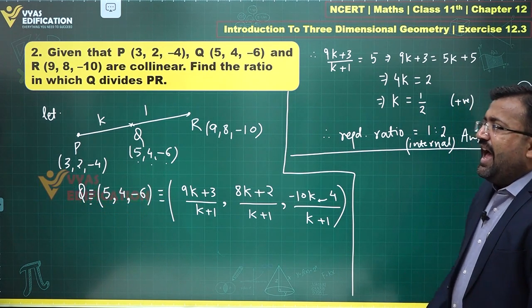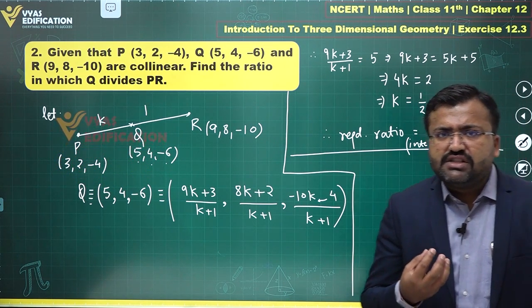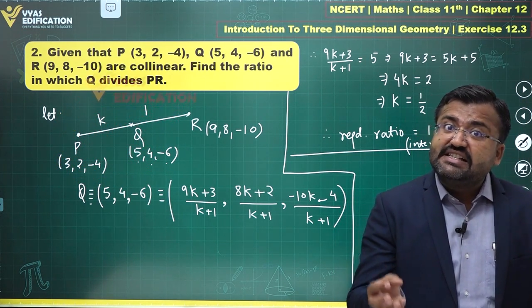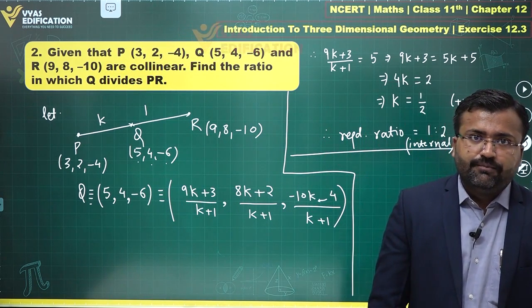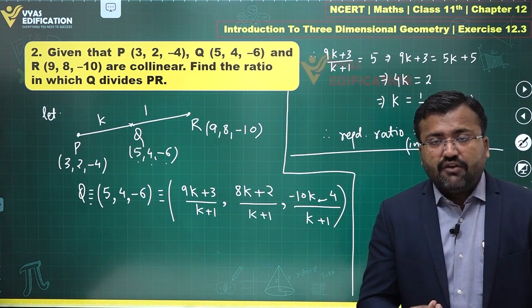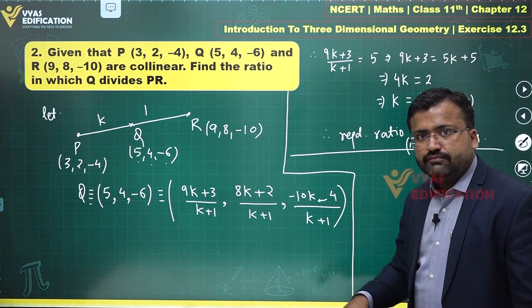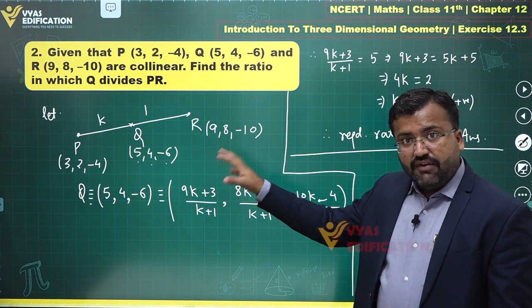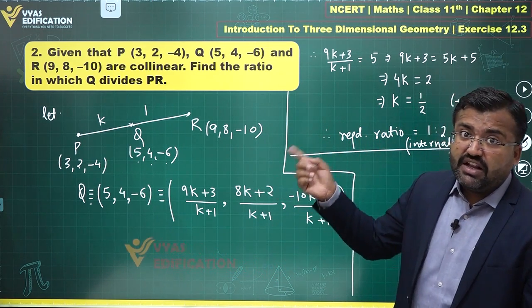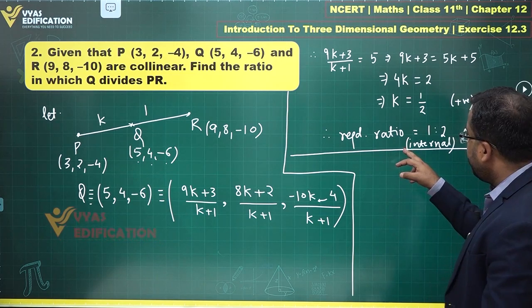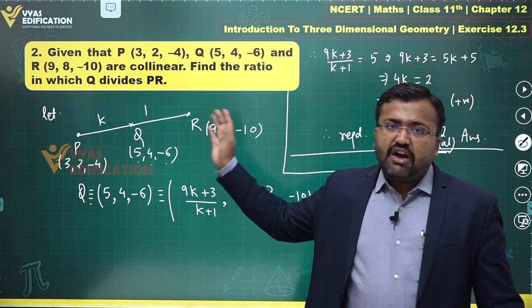Had you obtained minus 1 by 2 over here, that would simply imply that the ratio is 1 is to 2, but it is an external division. That's point Q lies outside PR. That's the simple meaning of that. Since this is a linear equation, you may have obtained the value of K as negative. In that case, the ratio is 1:2 only, but with a negative sign. If it is with a negative sign, here you will write external division. In that case, the position of Q will not exactly be over here, it will be outside PR.